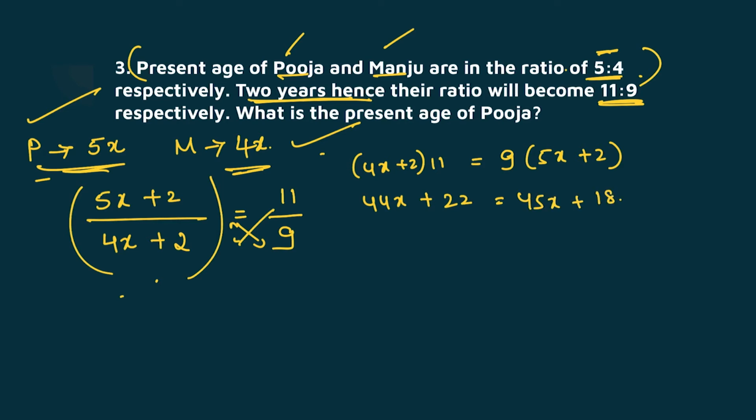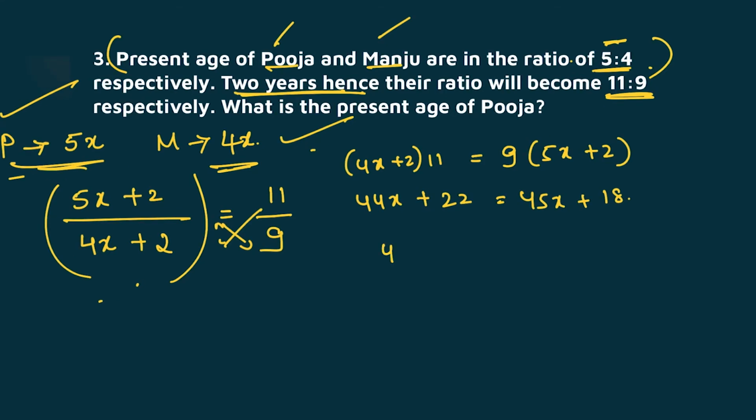So take x on one side and the constants on the other side. 45x minus 44x, which is equal to 22 minus 18. Therefore x is equal to 4.